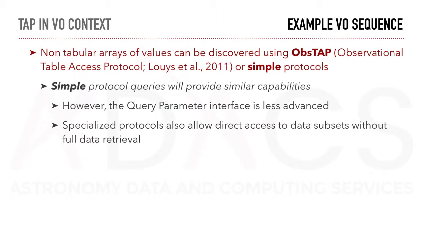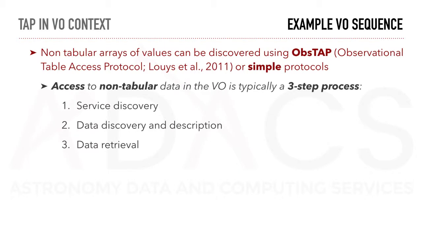On the other hand, simple protocol queries will provide similar capabilities. However, the query parameter interface is less advanced. Specialized protocols also allow direct access to data subsets without full data retrieval. Access to non-tabular data in the VO is a typically three-step process. First, service discovery. Second, data discovery and description. And finally, data retrieval.